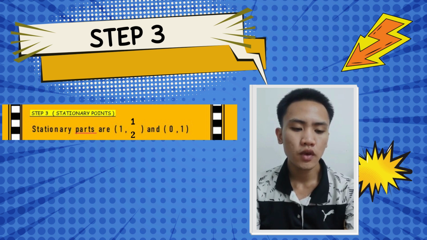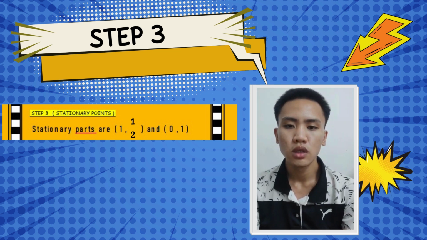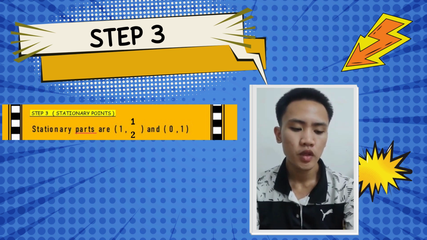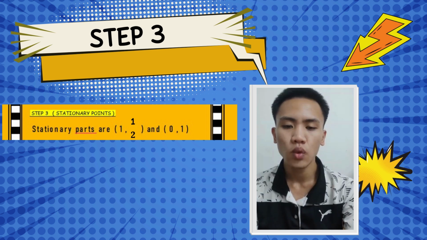After finding the value of x and the value of y, we can get the stationary points. This is step 3. So the stationary points are (1, 1/2) and (0, 1).